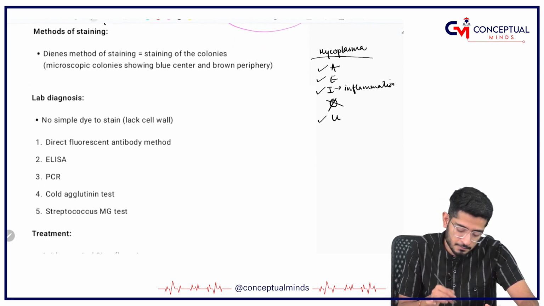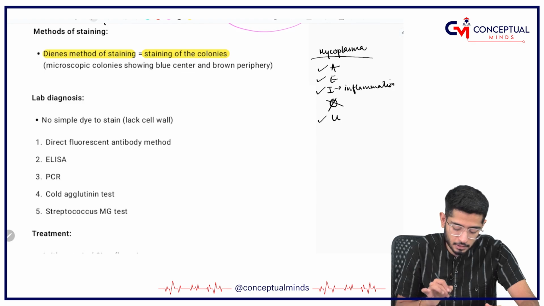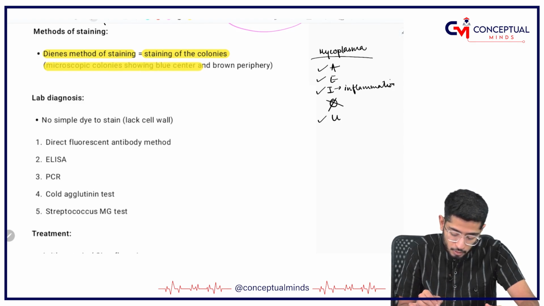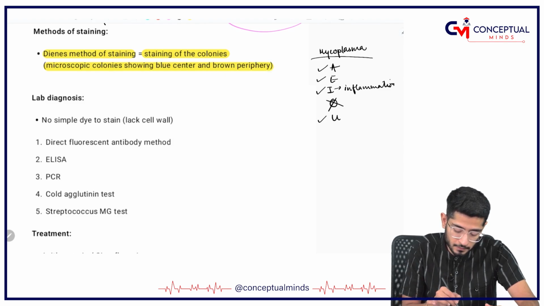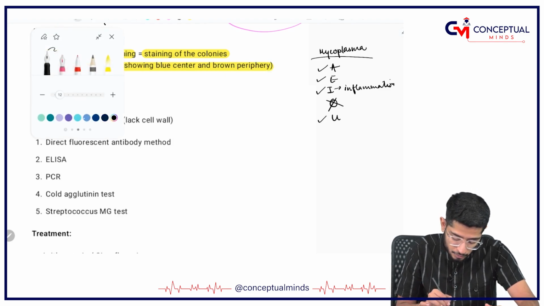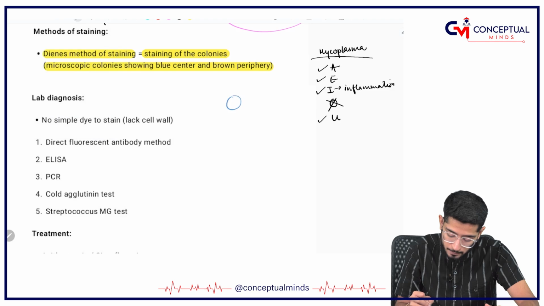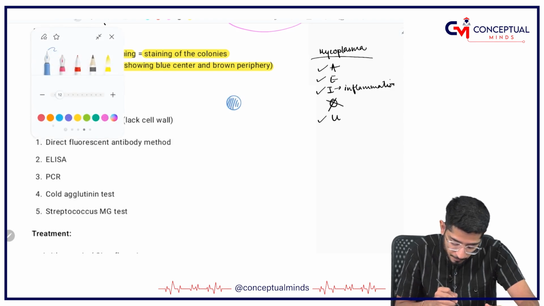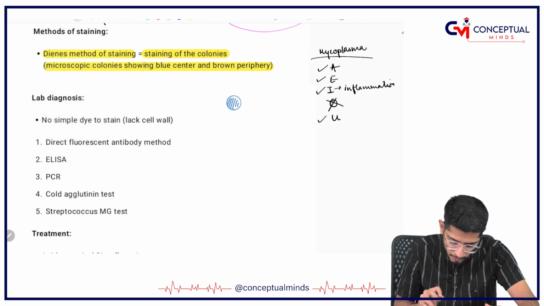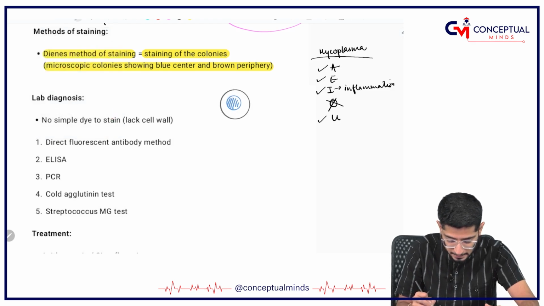How will you stain mycoplasma? You have to do the staining of the colonies with the Dines method of staining. That means the microscopic colonies show a blue center and brown periphery. It is going to show a blue center and there will be a brown periphery. So blue center and brown periphery.